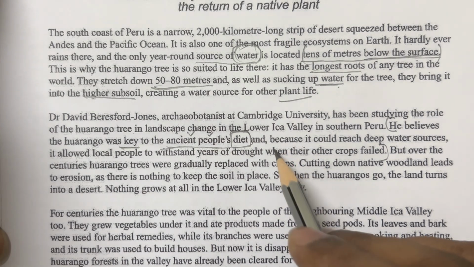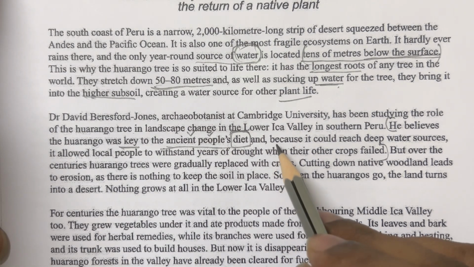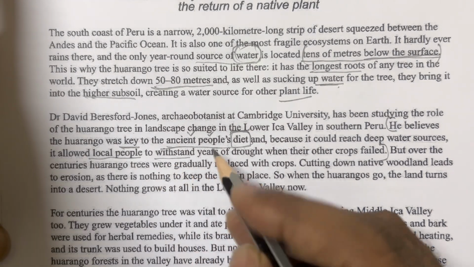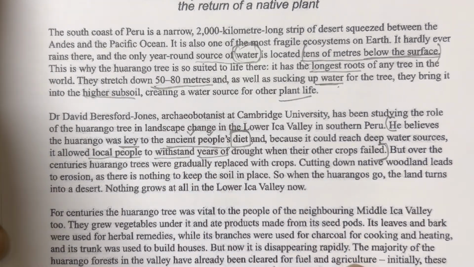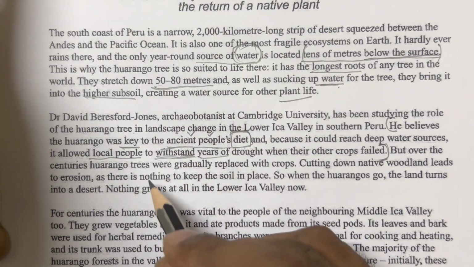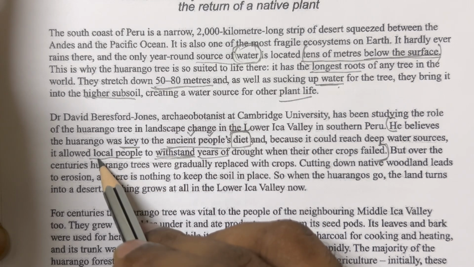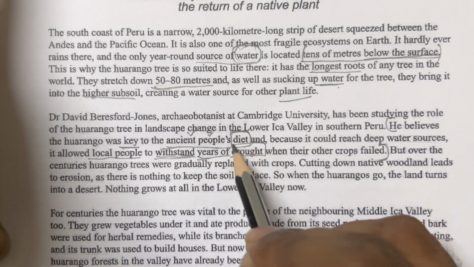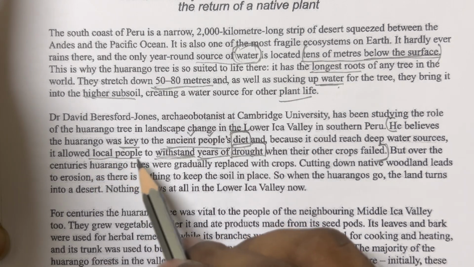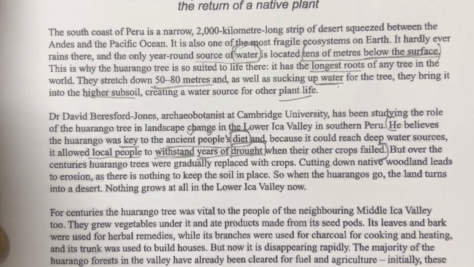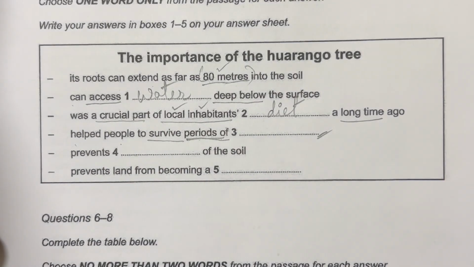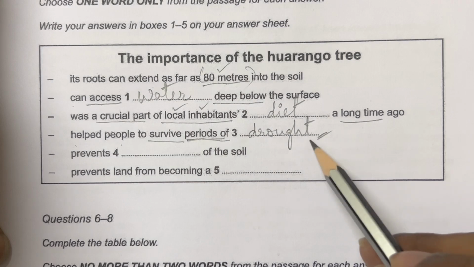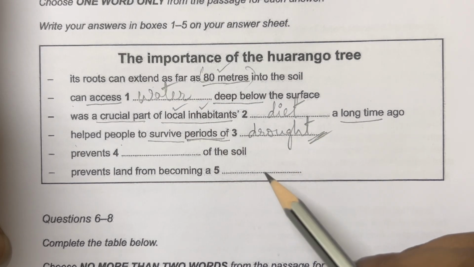Now look at the continuous sentence. Now let's look at this one. Because it could reach deep water sources, it allowed local people to withstand years of drought when their other crops failed. What does this mean? Withstand means surviving, right? Local people, so helped people to survive periods means years. Local people to withstand years of drought. So this is what we are looking for. Helped people to survive periods of drought. So the answer should be drought. And be careful about the spelling, guys. Even if you miss one letter, that will be considered as wrong.